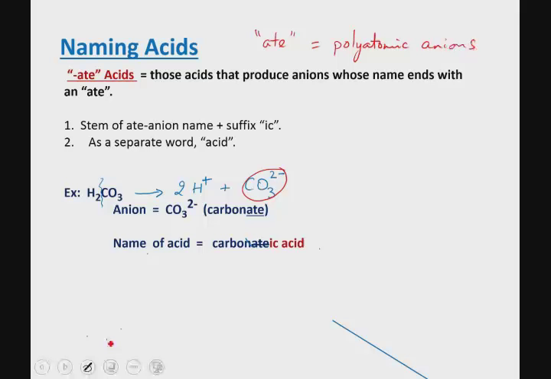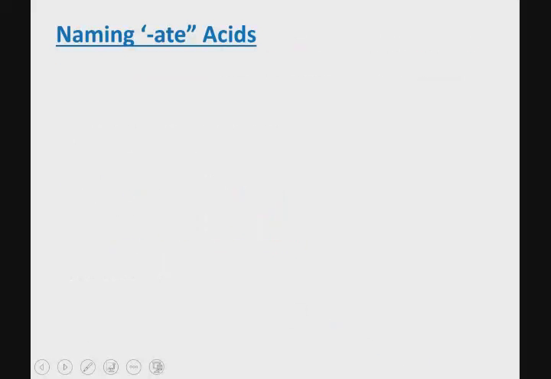So this is a polyatomic anion that is called carbonate. Note the ending -ate. And therefore, if you follow steps 1 and 2, the name of the acid is carbonic acid. Please note there is no hydro prefix in this category, and that is the difference between -ide acids and -ate acids.